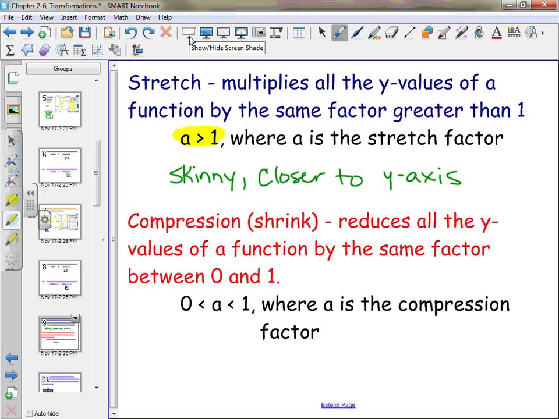And that fraction is whenever a is going to be between 0 and 1. So that's the only time you're going to have a fraction, between the numbers 0 and 1. And this is what we call the compression factor. We have a stretch factor and a compression factor. If you use shrink instead of compression, I'm okay with that. Same concept.